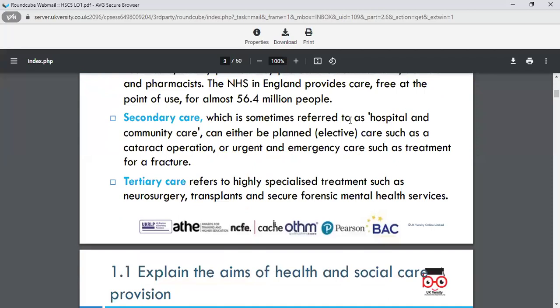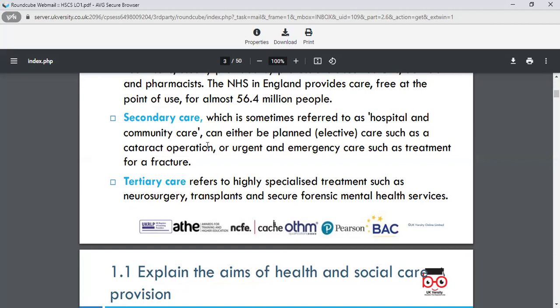Secondary care is sometimes referred to as hospital and community care. It can be either planned, such as cataract surgery, which might not be an emergency. The GP has already planned it with you, or your secondary care provider has planned it with you. Or there could be urgent or emergency cases, such as treatment of a fracture, which cannot be planned. Obviously, you don't plan to have an injury. That happens all of a sudden.